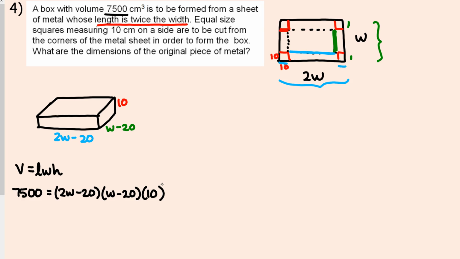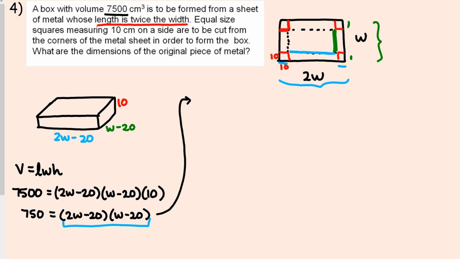Let's divide both sides of the equation by 10, and we have 750 equals 2W minus 20 times W minus 20. So then what we need to do is go ahead and multiply using the FOIL method, multiply these two together, and that's going to give us 2W squared for the first. The outside is negative 40W and the inside is negative 20W, so altogether negative 60W. And then the last would be plus 400, minus 20 times minus 20, and that equals 750.